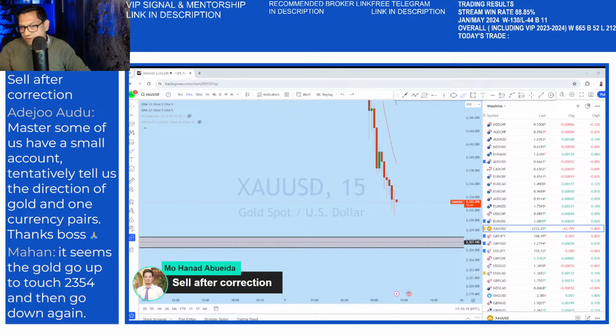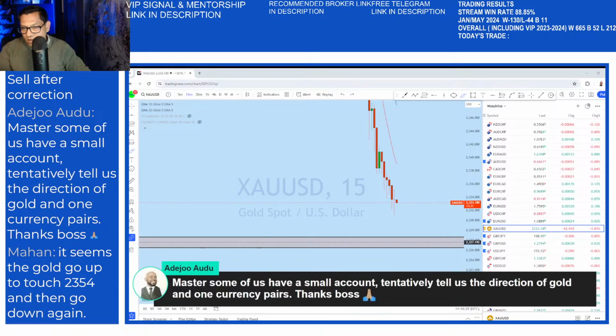Sell after correction. Okay, master, some of us with small accounts, kindly tell us the direction of gold and currency pairs. Thank you. Yeah, absolutely, this is what we are discussing here. Make sure you stay patient, guys, and don't jump on a trade. It's important to always be patient, fully understand the market, and then look for a trade. As NFP is coming, we should find very good trading opportunities tonight.